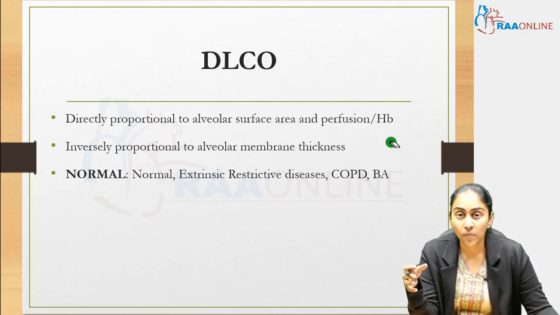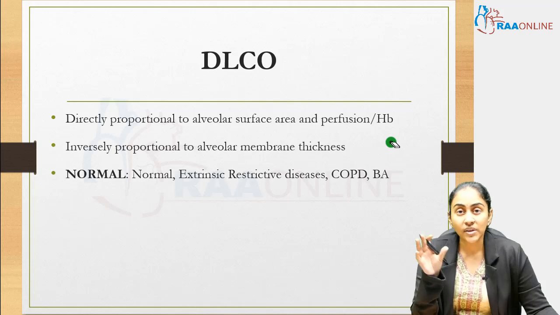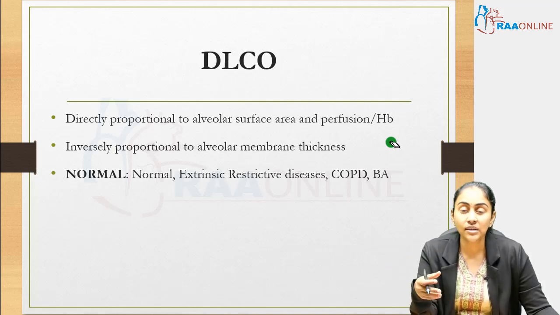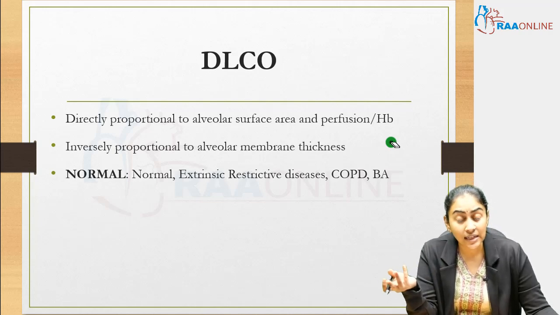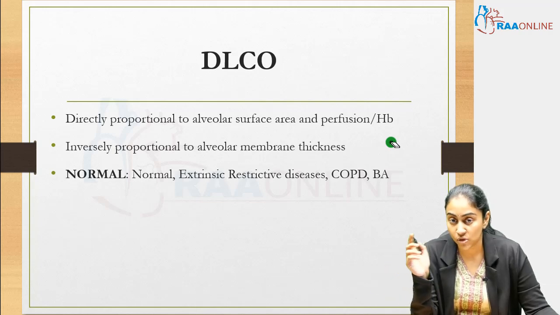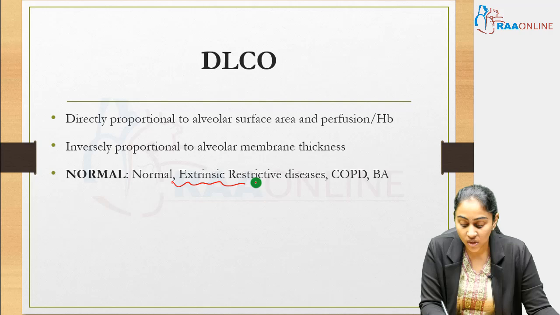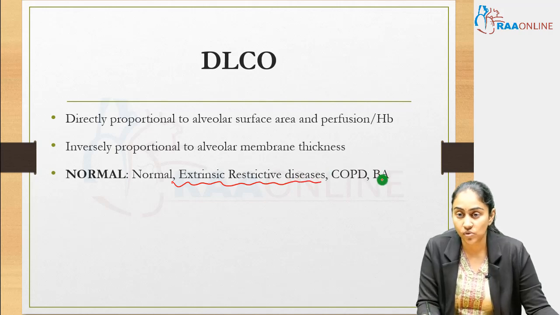DLCO can be normal in patients with extrinsic restriction. We remember our discussion on PFT abnormalities. Whenever there is a restrictive pattern, we look at the DLCO, because if DLCO is decreased, then it means there is an intrinsic restriction. If it is normal, it means there is an extrinsic restriction, either in the form of obesity or myasthenia gravis. So all these extrinsic restrictive diseases will have a normal DLCO.